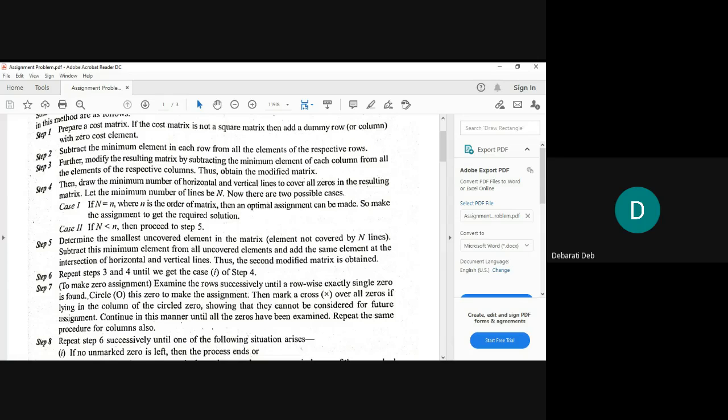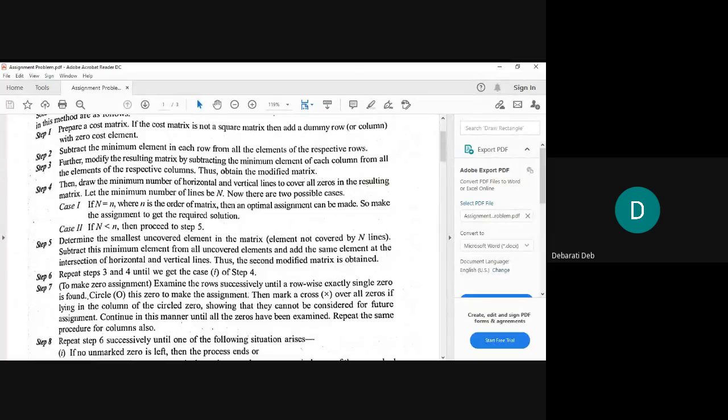See, in the first case, if the number of drawn lines is exactly equal to the order of the matrix, then our task is done. We can make an optimal assignment now. If not so, most of the times it will be less than the order of the matrix. Then we will have to proceed further. Okay. So now tell me, which case have we arrived at in this problem that we are solving right now? Is it case 1 or case 2?